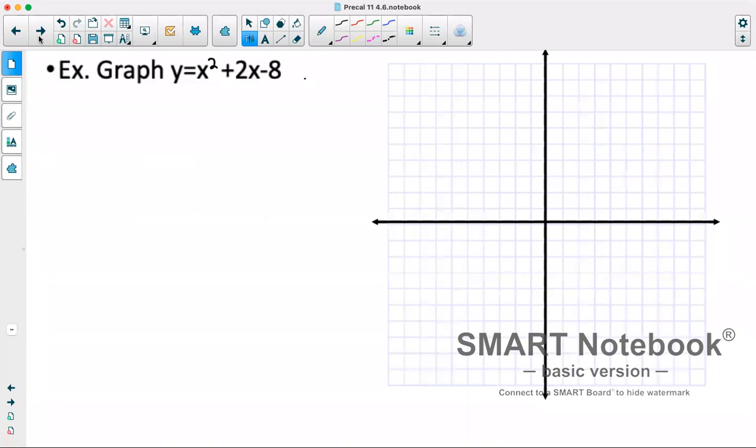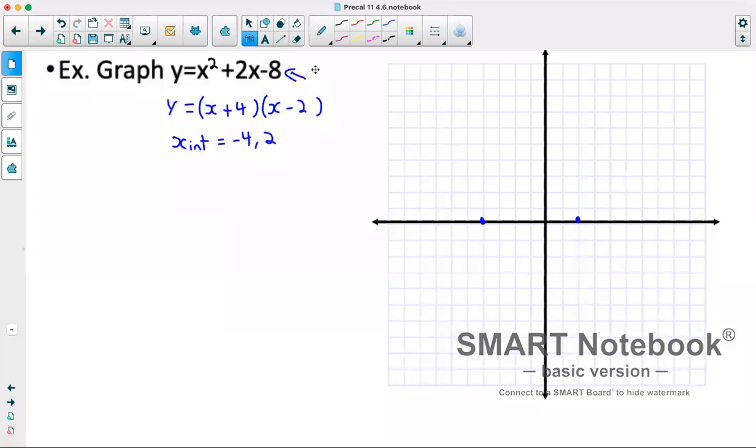So for example, graph x squared plus 2x minus 8. If I were to graph this, I'd start by factoring. I'm looking for two numbers that multiply to -8 and add to 2. That'd be +4 and -2, which means my x-intercepts would be at -4 and +2. So I'll mark those out, at +2 as well as -4.